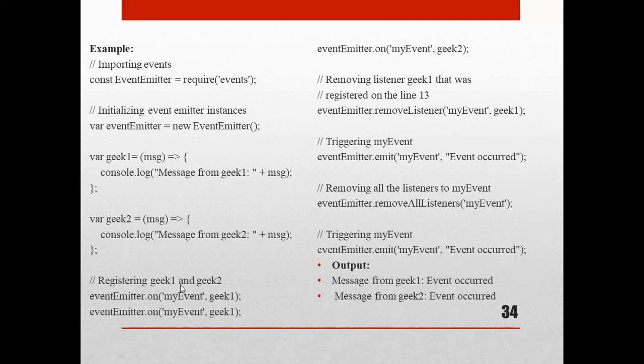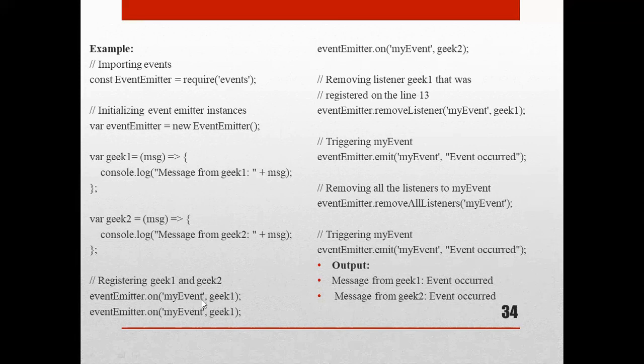Now we have to register these two listeners, jig1 and jig2, like eventEmitter.on, where the event name is myEvent and the listeners are jig1 and jig2. Here you can see we have registered the jig1 listener twice. Then the next is eventEmitter.on myEvent jig2. So now here you can see the jig1 listener that is registered on this line 13.